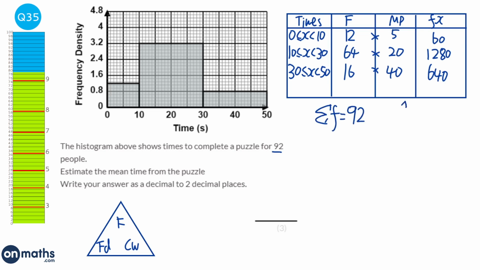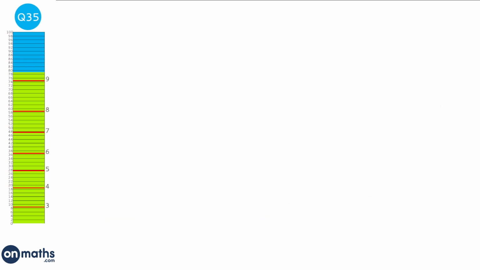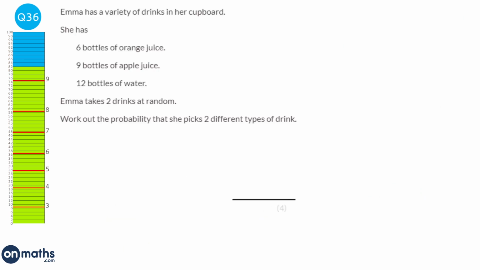Okay, so let's do the sum of the fx by adding up these numbers here, and you get 1980. So to find the mean, we do the sum of fx over the sum of the frequencies, and that will give us 21.521 and so on, and to 2 decimal places, which is what the question asks for, it's 21.52.